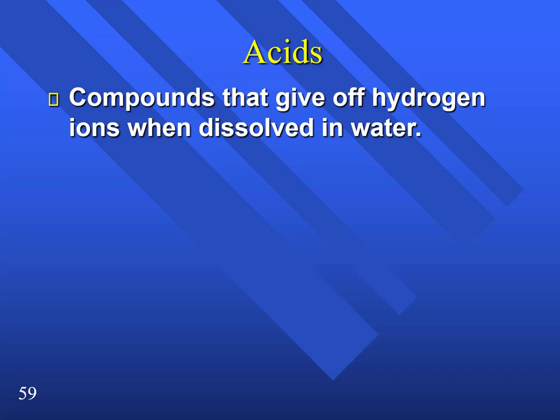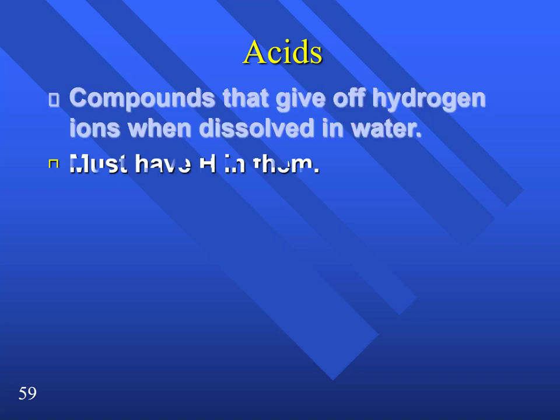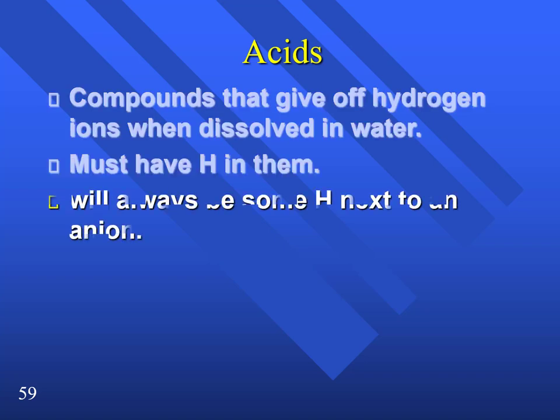Okay? So, what do you think all acids have to have in common? They have to have hydrogen in them. And actually, it's not just that they have to have hydrogen. Hydrogen ion means it's acting like a metal, right? So they have to have hydrogen, and that hydrogen is going to be positive. We didn't say give off the hydride ion when dissolved in water. We said give off the hydrogen ion. Hydrogen ion implies positive, right? So you've got to have a negative piece next to it.